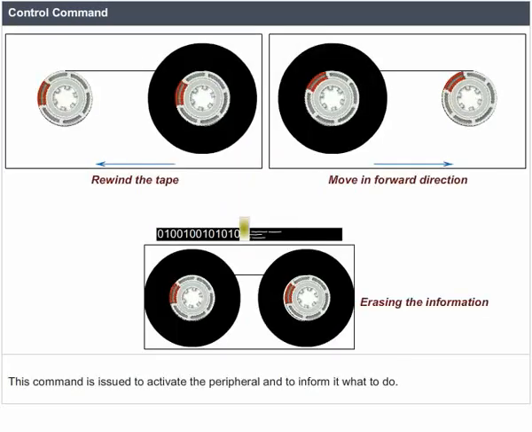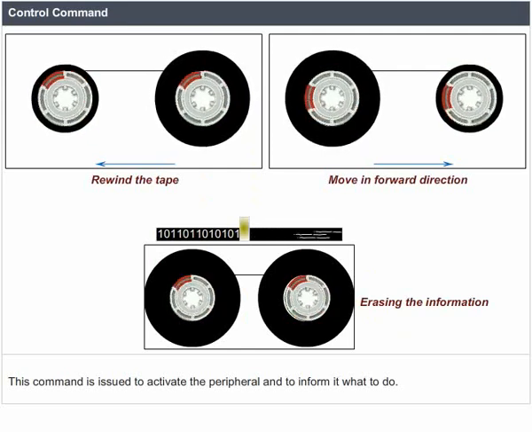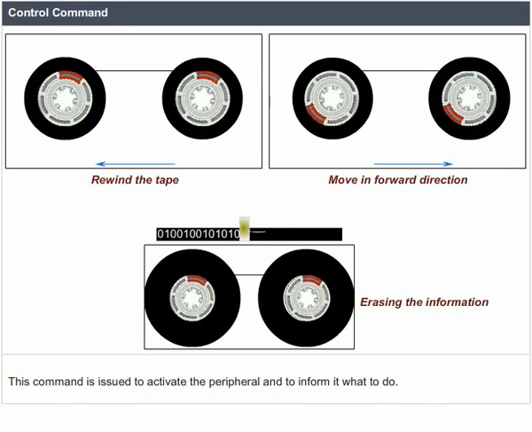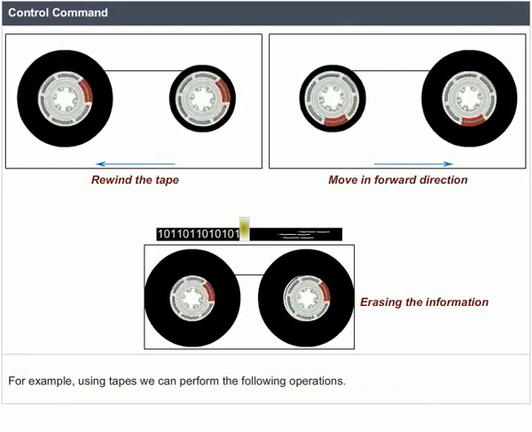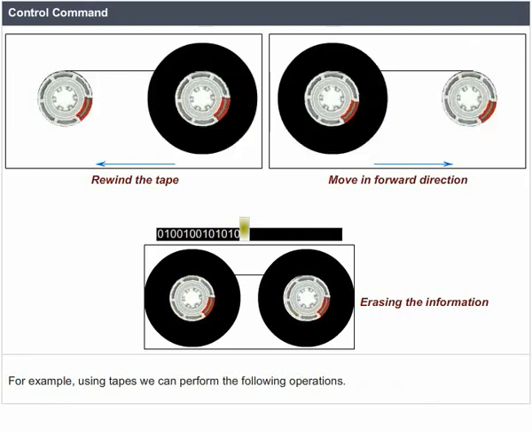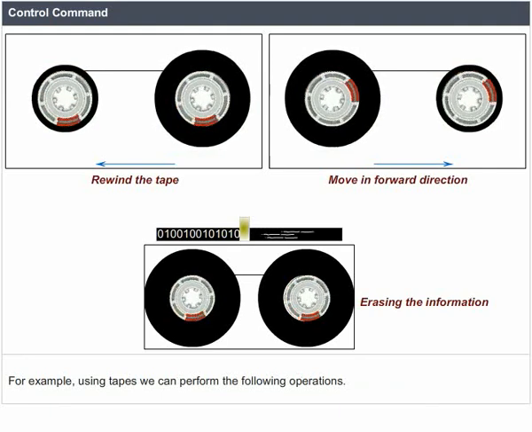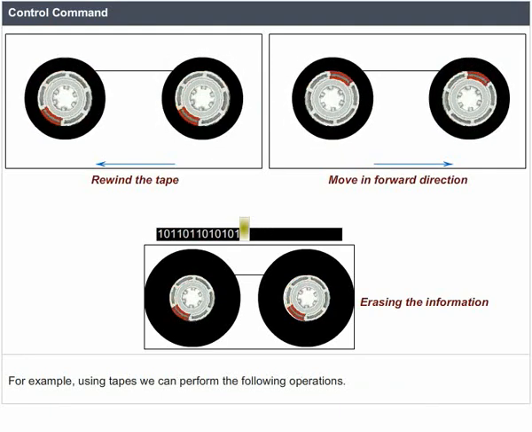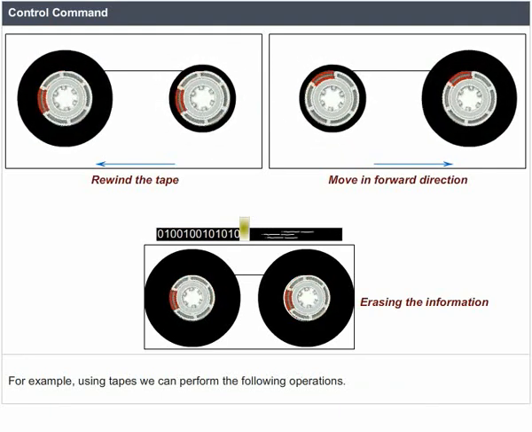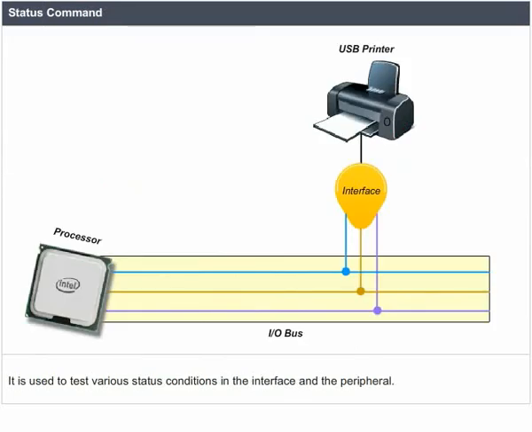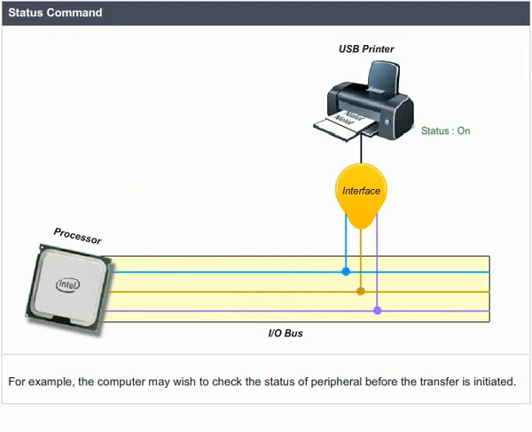Control command. This command is issued to activate the peripheral and to inform it what to do. For example, using tapes we can perform the following operations: rewind the tape, move in forward direction, erasing the information, etc. Status command. It is used to test various status conditions in the interface and the peripheral. For example, the computer may wish to check the status of the peripheral before the transfer is initiated.